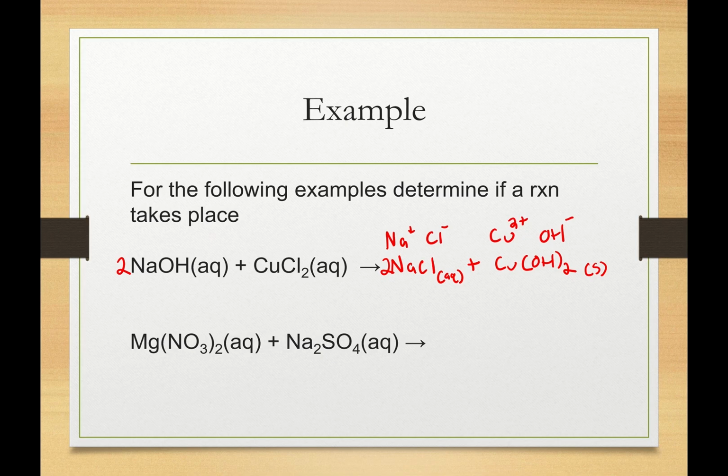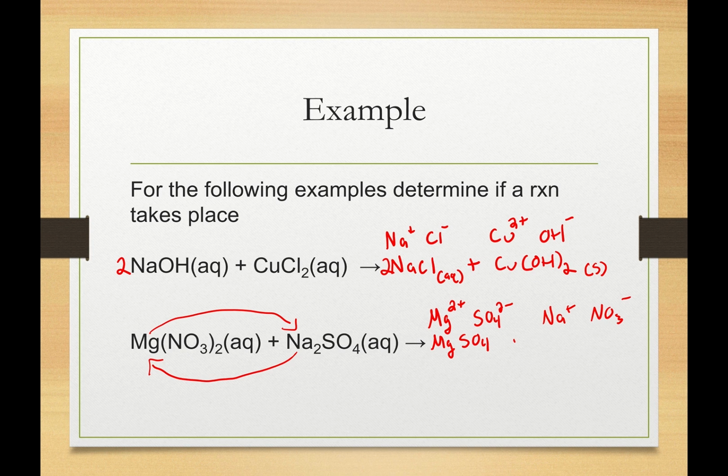Let's look at one more example here with magnesium nitrate and sodium sulfate. Once again, our cations swap with one another, so magnesium and sodium will switch with whoever they're bonded to. So now magnesium will bond to sulfate, and sodium with nitrate. Our first product is going to be a combination of magnesium and sulfate, giving us the formula MgSO4. Our second product will be a combination of sodium and nitrate, giving us sodium nitrate.